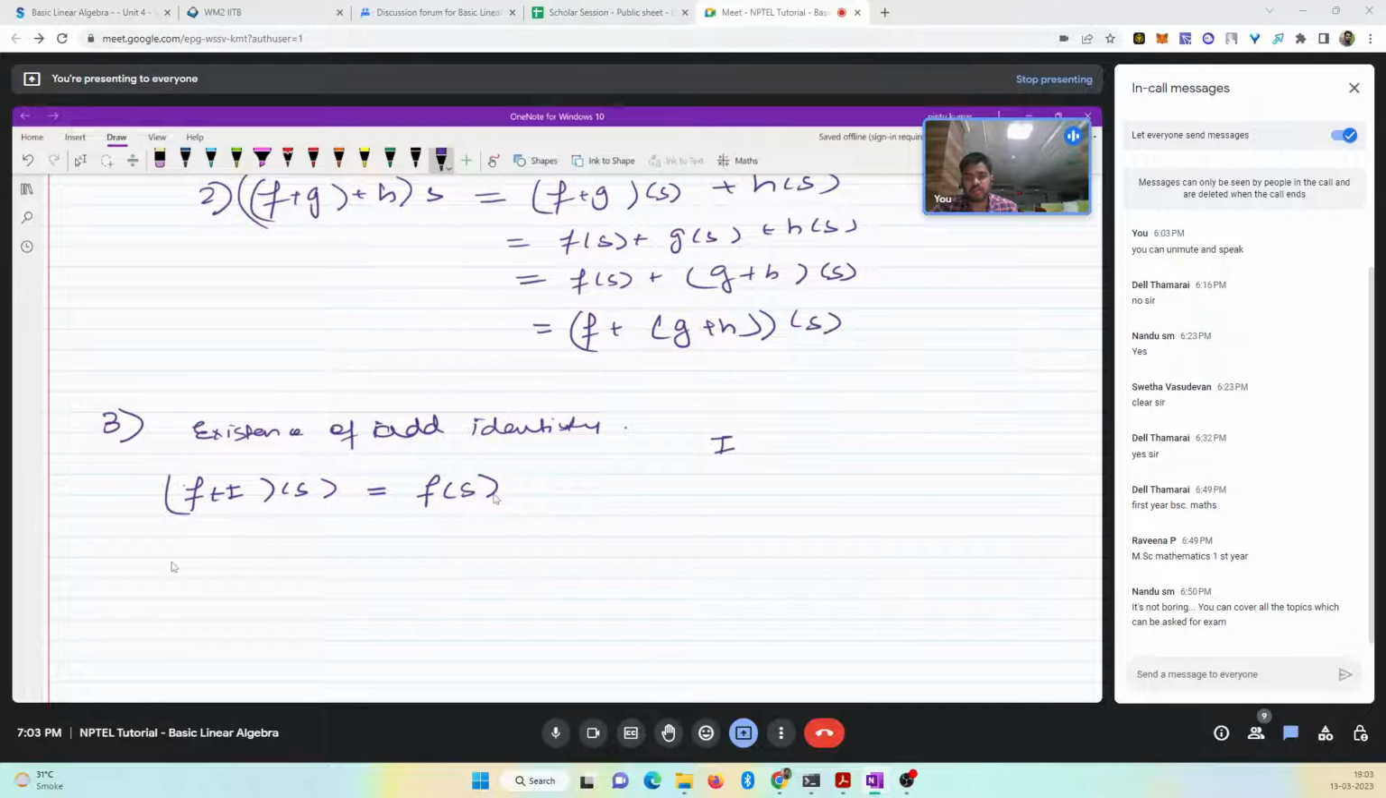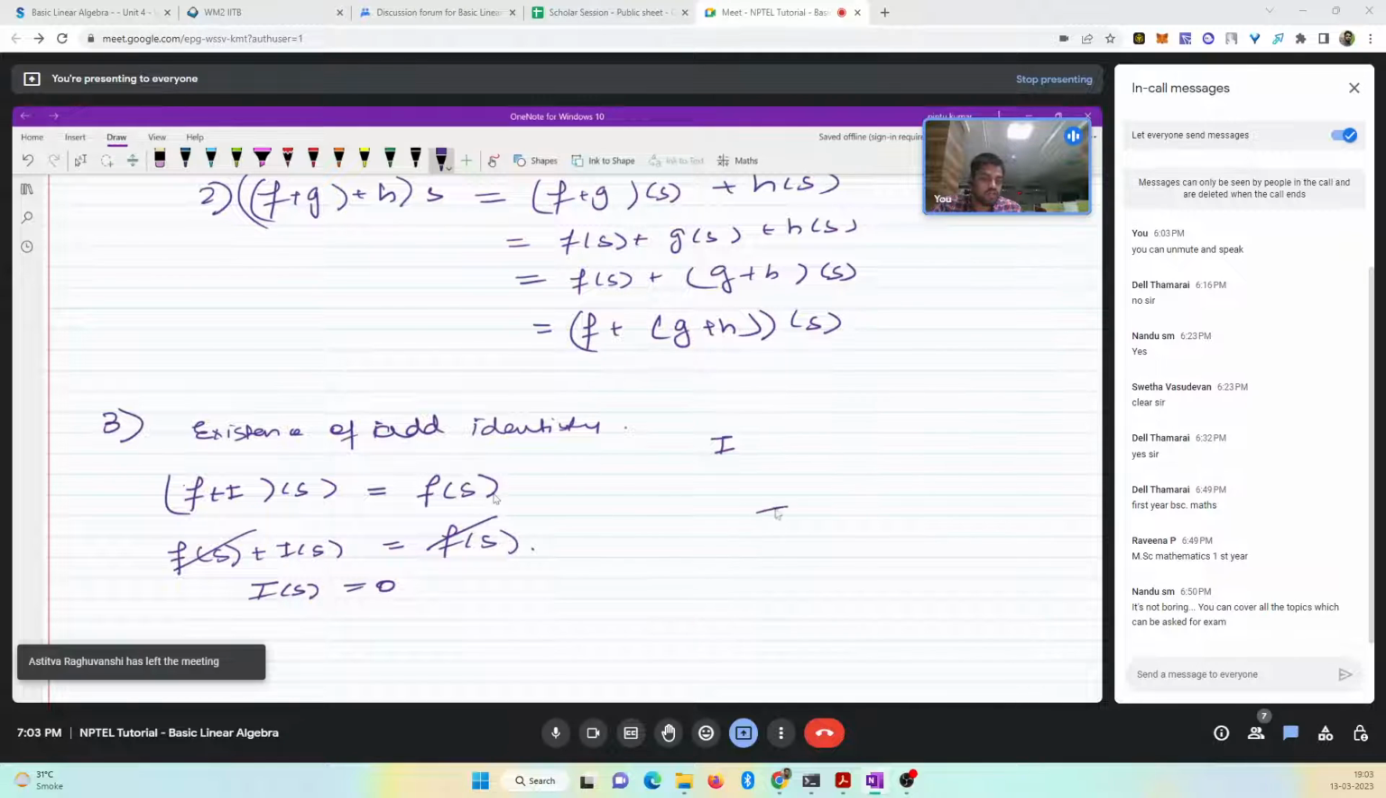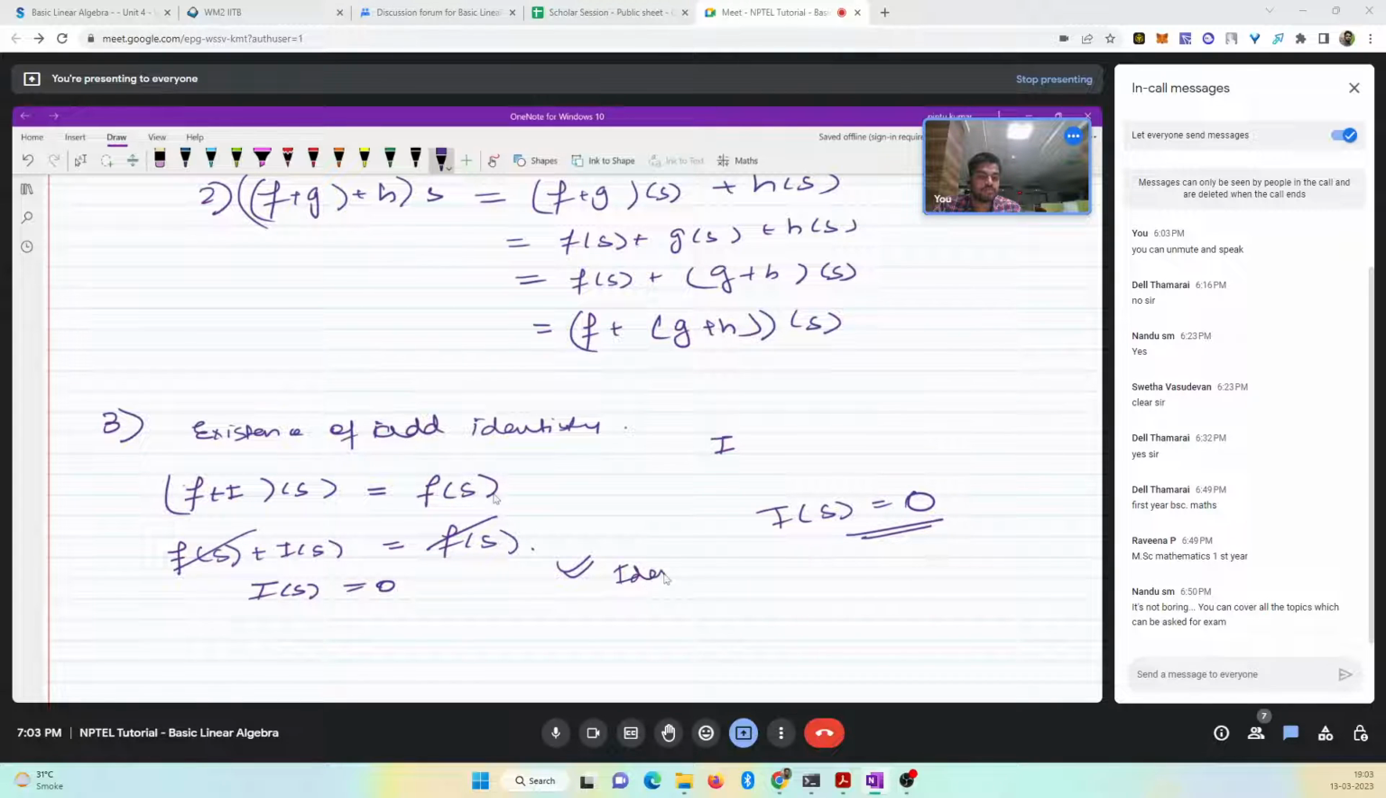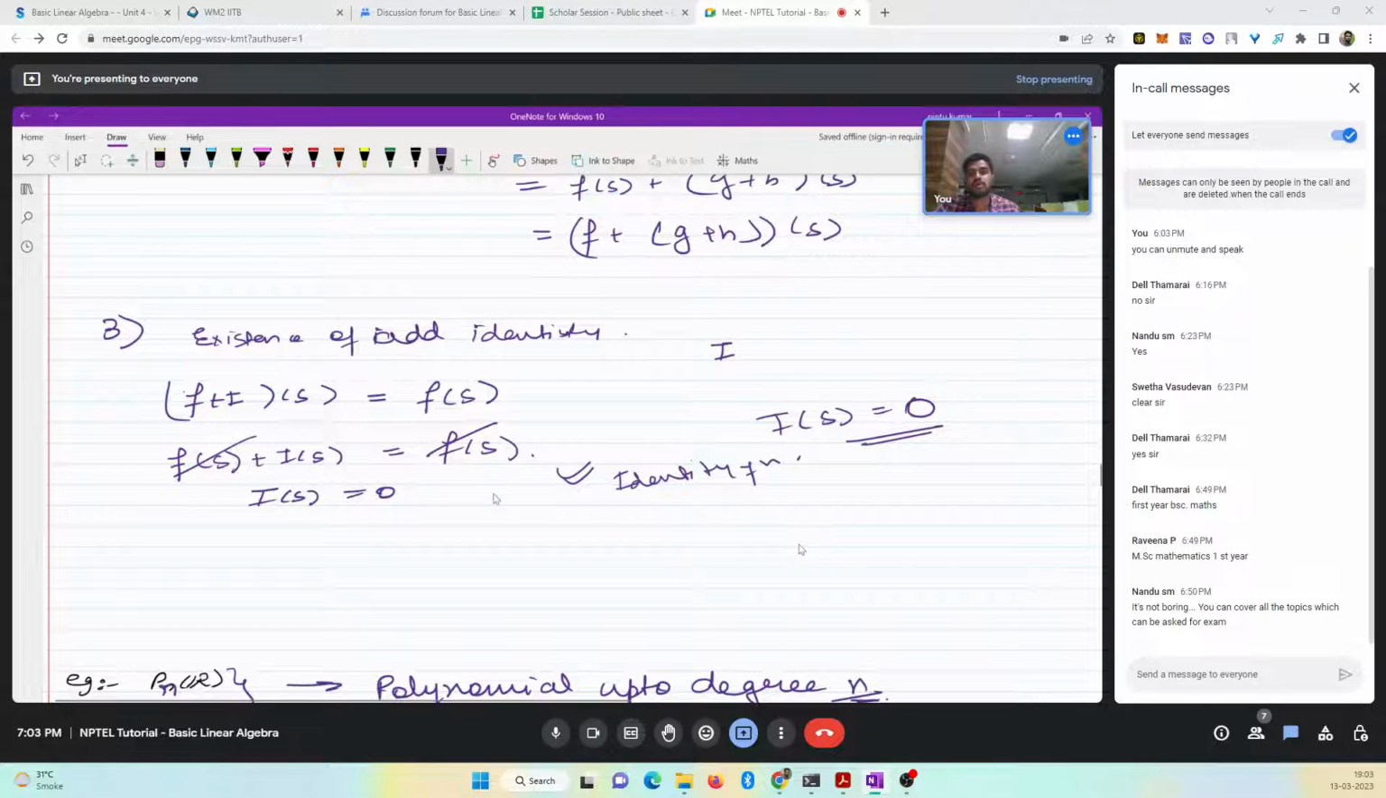So let's write it as per our definition. The left hand side is f of s plus I of s. This is equal to f of s, right? So this f of s gets cancelled from both sides. We get I of s is equal to 0. So the zero function, that is, I of s equal to 0 everywhere, is our identity function.